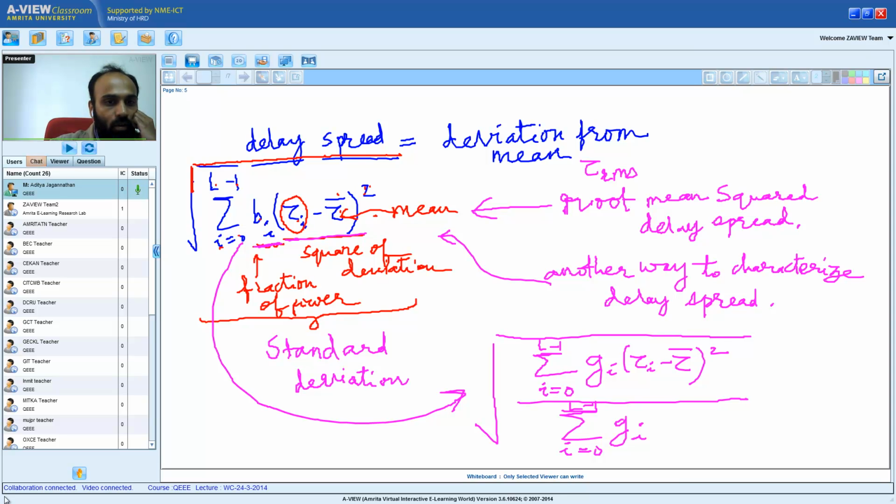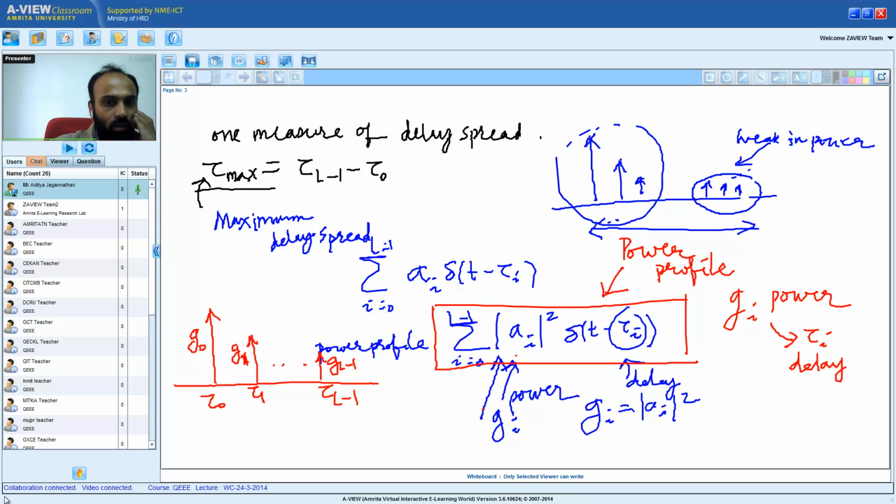Consider this. If you go back to this plot, basically what are you doing? You are taking simply the fractional weight. You are weighing by the fractional power each delay from the mean. The minimum value of this is 0 and the maximum value of this differential can be tau max. Therefore it has to be, because of the weighted power. That is correct. Because of the presence of the weighted components. That is also correct.